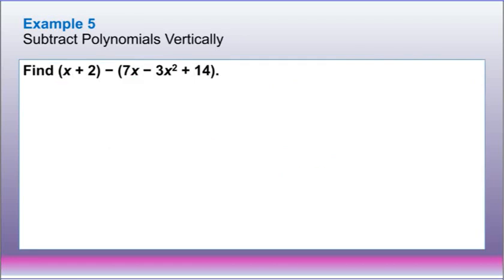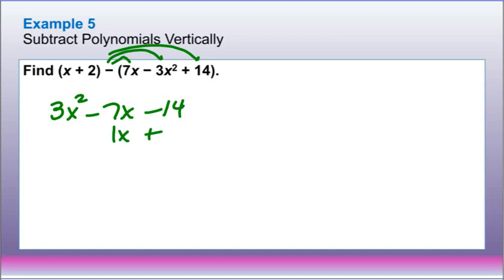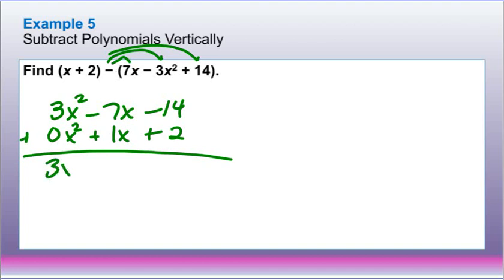Next, we're going to do this vertically. I'm going to distribute this one first. So now I have a negative 3x squared, which means I have a positive 3x squared, a minus 7x, and a minus 14. Now, the other one, I have a 1x and a positive 2. I don't have any x squared, so I'm just going to put 0x squared, and then I add straight down, and I get 3x squared minus 6x minus 12.